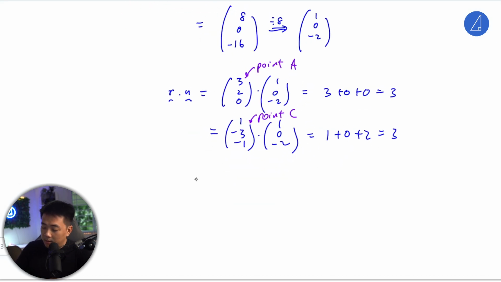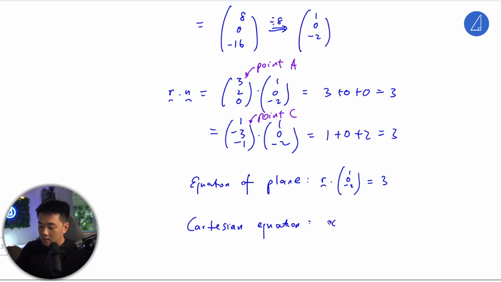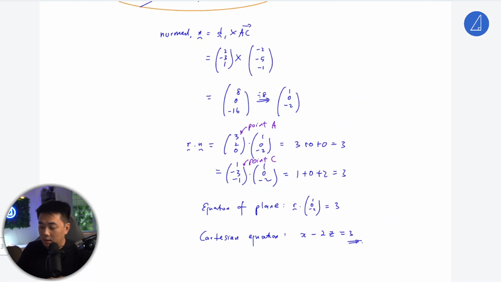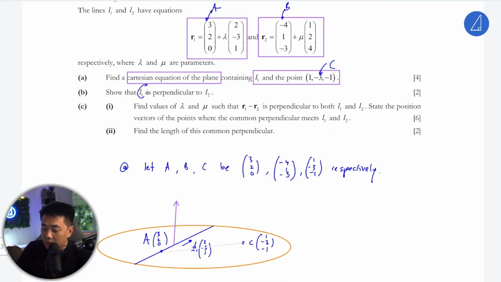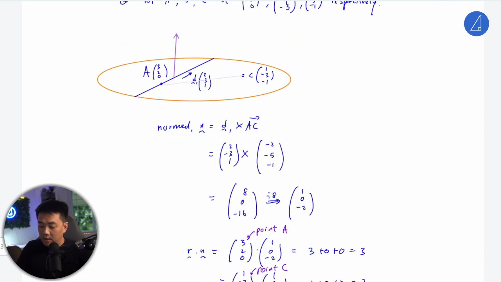So it's quite bad if you don't check. So the equation of the plane will be R dot N, which is 1, 0, -2, equals 3. So the Cartesian equation would be x minus 2z equals 3. Okay, that's it. So the next part will be to show that L1 and L2 are perpendicular to each other. What you need to do is just take D1 dot D2 and show that it's 0. So part B should be quite fast.